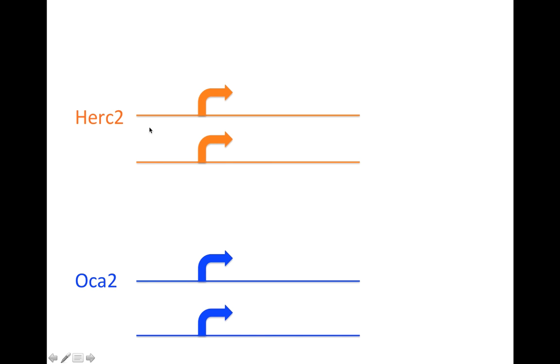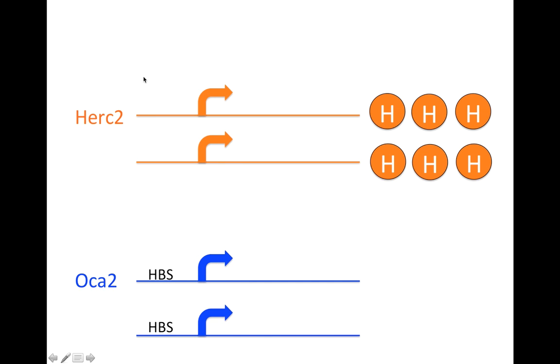Okay, so we've got our two alleles, because we're diploid organisms. We got one allele from our mom, one allele from our dad. So we've got two alleles of the HERC2 gene, and we've got two alleles of the ACA2 gene. Again, one from our mom, one from our dad. And then we have a binding site. We can call this the HERC2 binding site, HBS, that's right next to ACA2.